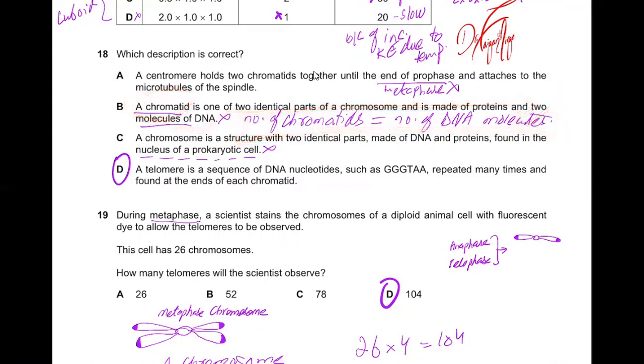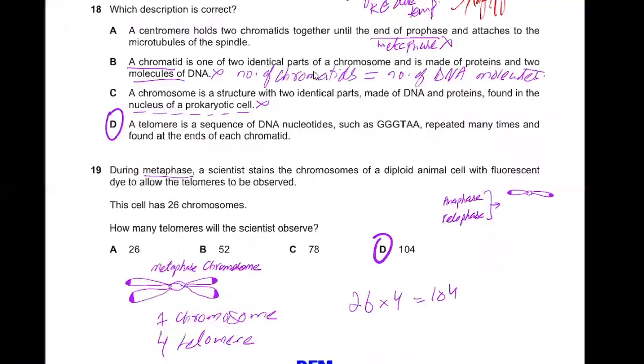C: a chromosome is a structure with two identical parts made of DNA and proteins found in the nucleus of a prokaryotic cell. This is just not scientific. Prokaryotes do not have a nucleus. D: a telomere is a sequence of DNA nucleotides such as GGG. Okay, yes, that's very well possible. Repeated many times, yes, and found at the end of each chromatid, perfect. So D is the answer.